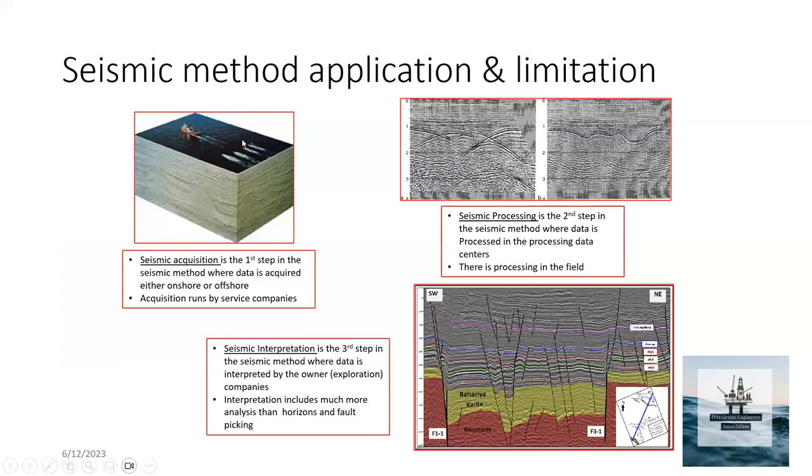Okay, so the first step is always the seismic acquisition, where data is acquired either onshore or offshore. Acquisition normally runs by a service company, and today we will go through different types of acquisition. The next step is seismic processing, where data is processed in the processing data center. And of course, sometimes there is processing in the field. The seismic interpretation is the third step, where data is interpreted and analyzed by the owner companies. Interpretation includes much more analysis than horizon and fault picking.